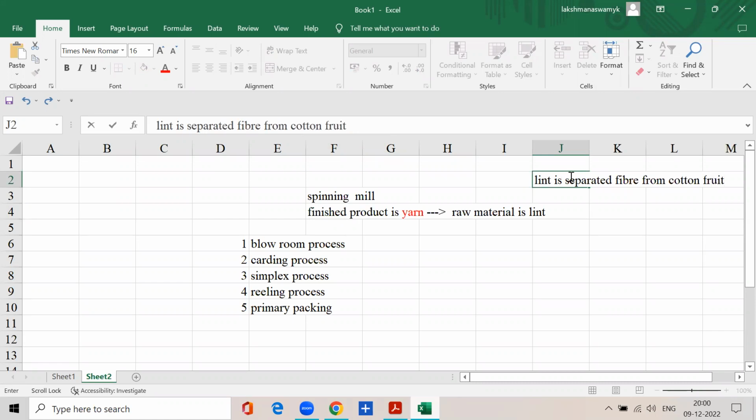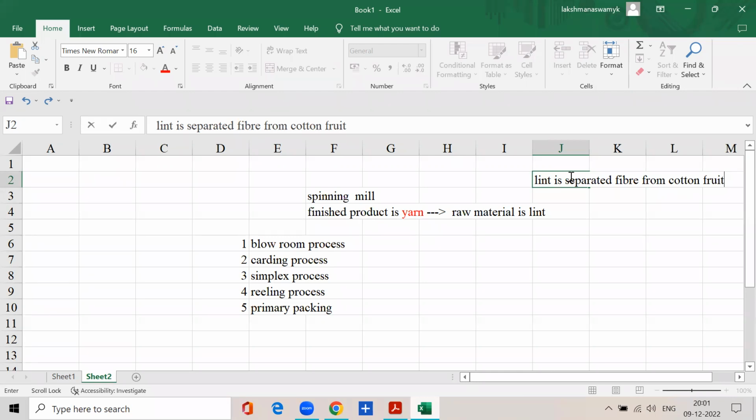All of you know cotton cultivation, right? The cotton is grown on the farmlands. In the reaping season, the manual workers or coolies pick the cotton from the cotton fruit. In this process, there will be some dust particles, leaf particles, and fruit particles in the cotton. That cotton is called kapas, right?